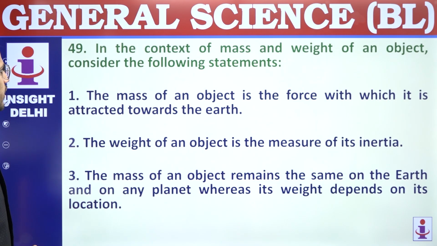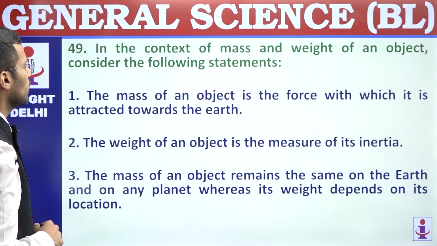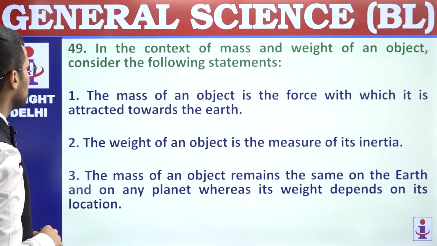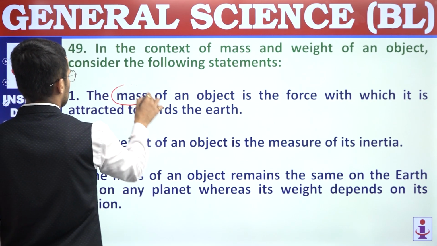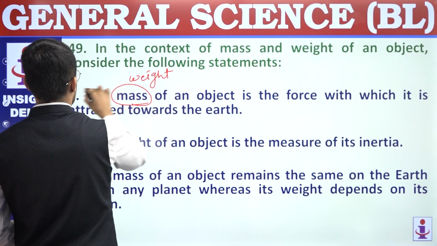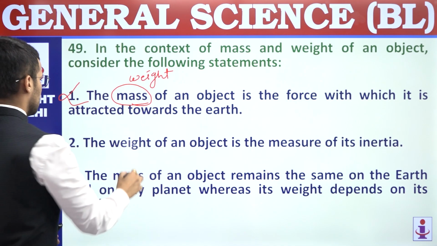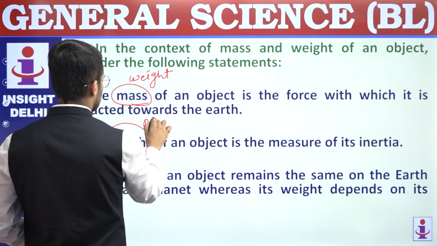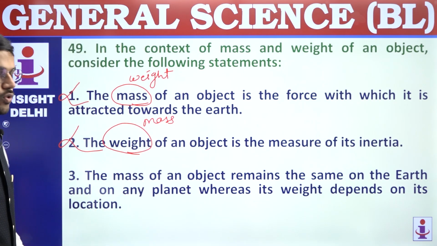49. In the context of mass and weight of an object, consider the following statements. First, the mass of an object is the force with which it is attracted towards the earth. It is not mass, it is weight. It is weight, not mass, and that's why first statement is incorrect. Second, the weight of an object is the measure of its inertia. The mass of an object is the measure of its inertia. Second statement is also incorrect.